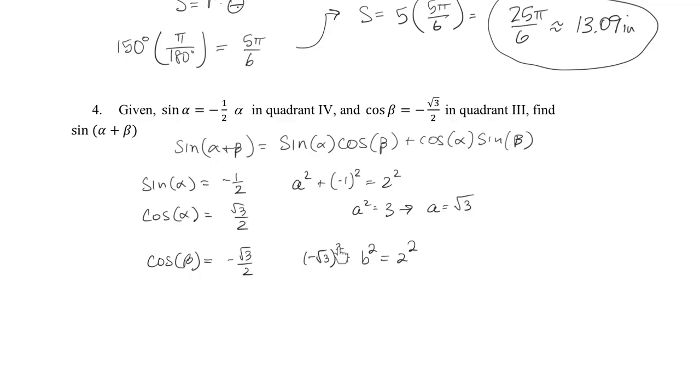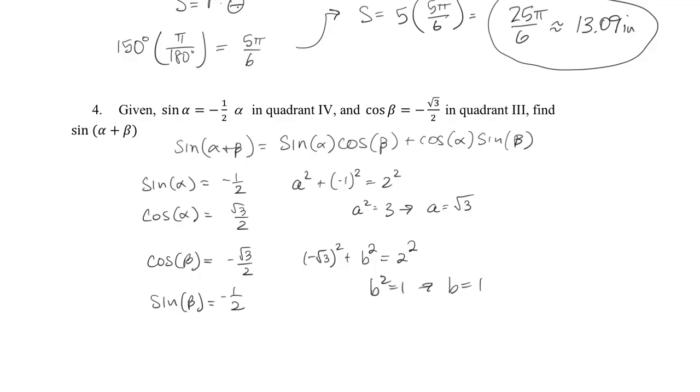Negative square root of 3 to the second power is 3. 2 squared is 4, so if we subtract 3 from 4, we get 1. So b squared equals 1, which means that b is equal to 1. So then the sine of beta is 1/2. And if this is in quadrant 3, sine is negative in quadrant 3.